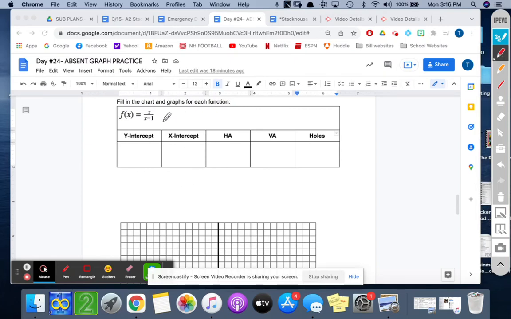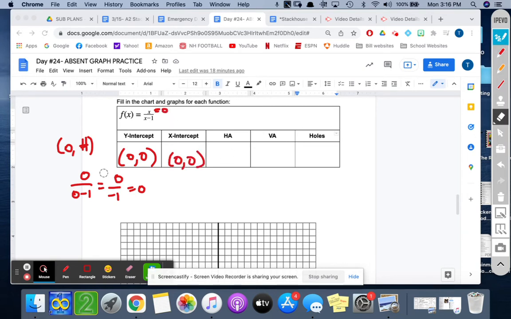So here's the third example. There's nothing to factor in this one because there's no x squared. If we take a look, y-intercepts again are 0 and some number. So I'm going to plug 0 in for x. 0 over 0 minus 1 comes out to be 0 over negative 1, which is just 0. So my y-intercept is (0, 0). And the x-intercept is setting the top equal to 0, which is also (0, 0). So it's the same point, which will make sense a little bit once we graph it.